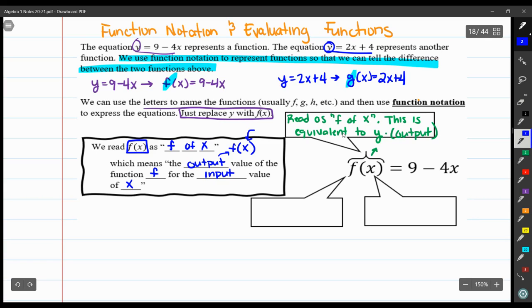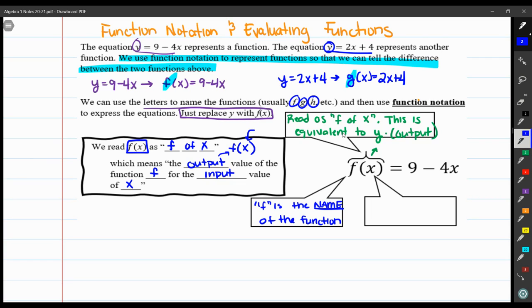Now, let's get more specific here. The f piece is simply the name. F is the name of the function. And you can call it whatever you want. We could call them G, Q, R's, K's, any letter of the alphabet is perfectly fine. We usually like to stick to F, G's, and H's. That's the most common 3 that you see. We like F for, well, function. And then finally, this thing on the inside of the parentheses, in this case, it's an X. This is the input.